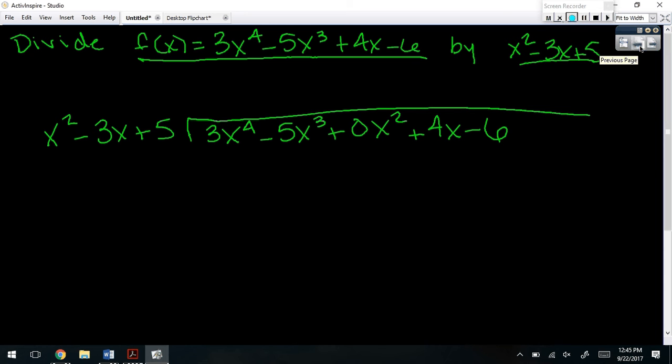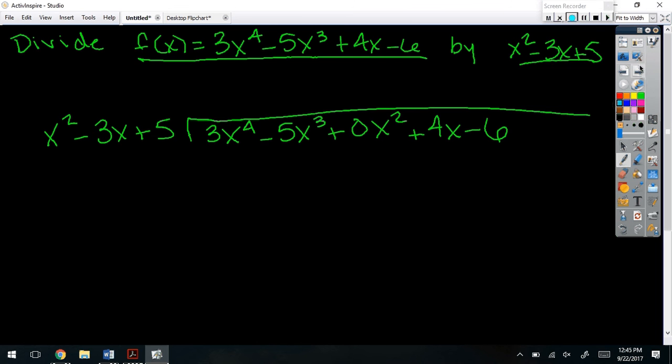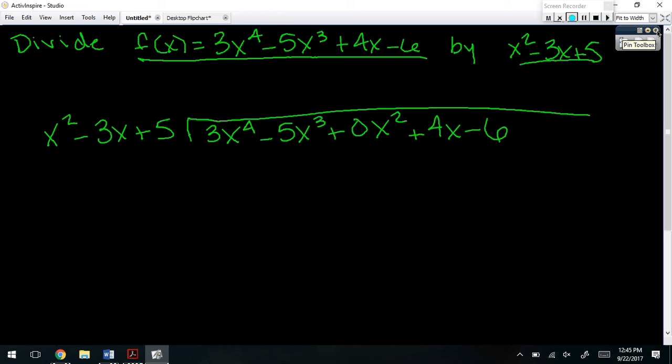So now I'm going to look at my polynomial. Now here's the thing with polynomials. We only look at the first term, okay? And I'm going to ask myself, how many times does x squared go into 3x to the 4th? 3x.